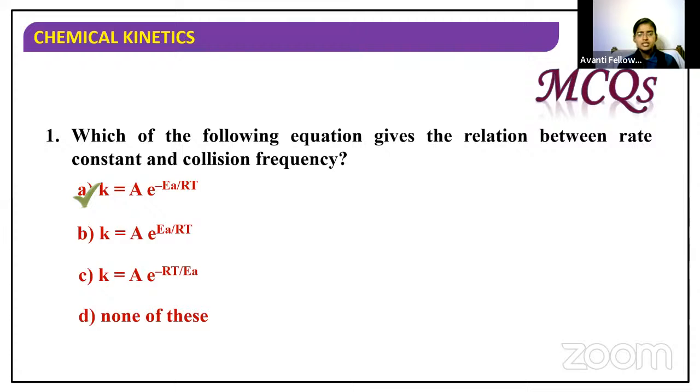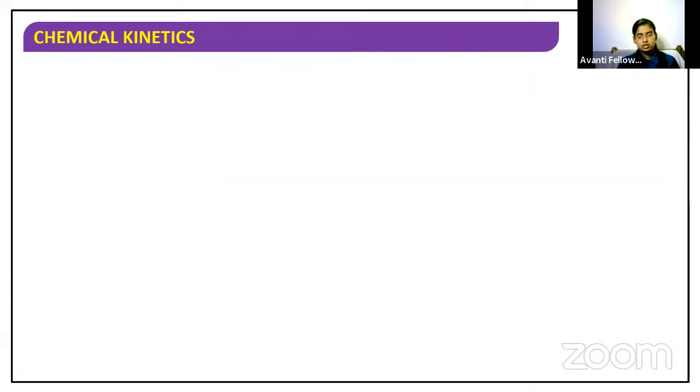Option A. Why is Jyoti getting option B? It is k equals A into e power minus Ea by RT, no? Mahik is giving me the correct answer. Who's the other person? Sanika. Sanika, why are you going for option B? Jyoti and Sanika, it is option A. Okay, good.